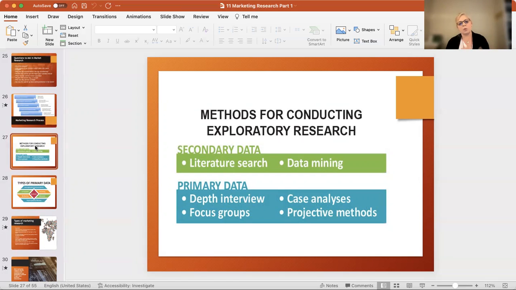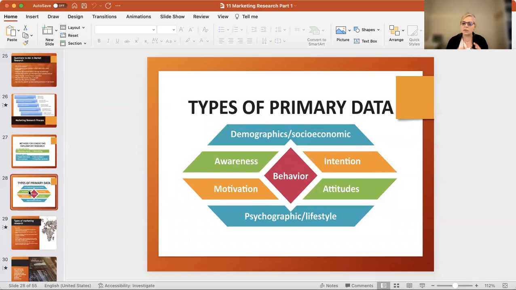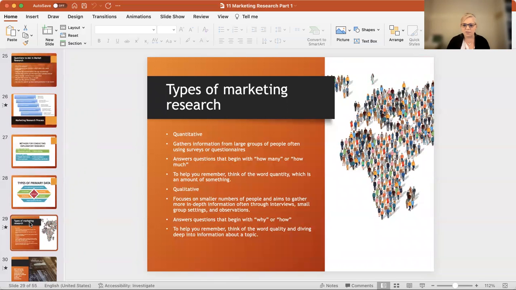So there's a couple of different ways, and we call this exploratory research. We're just looking to explore what are the answers to the questions that we may have. Primary data. There's types of primary data, the ones we originate. We've got demographics and socioeconomic, awareness, intention, motivation, attitudes, and then, of course, psychographic and lifestyle, which is really my particular favorite. That's my flavor of ice cream that I like the best on research.